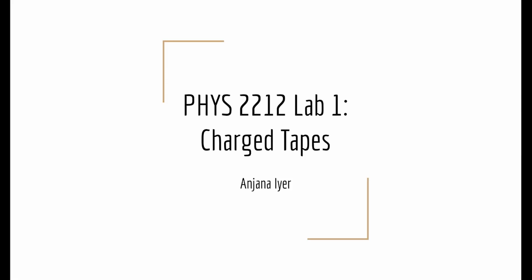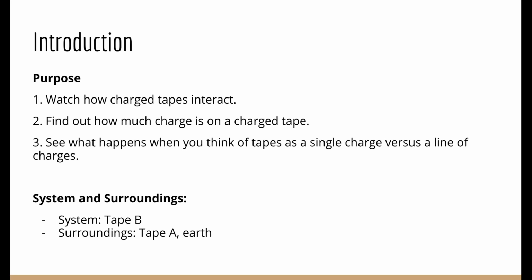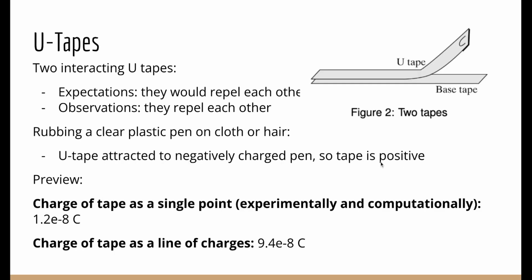This is Lab 1, Charged Tapes, and my name is Anjana Iyer. The purpose of this lab is to watch how the tapes interact and estimate how much charge is on a charged tape. We also want to examine the differences between viewing the tapes as a single charge or point charge as opposed to a line of charges. The system includes tape B, and the surroundings will include tape A in the universe.